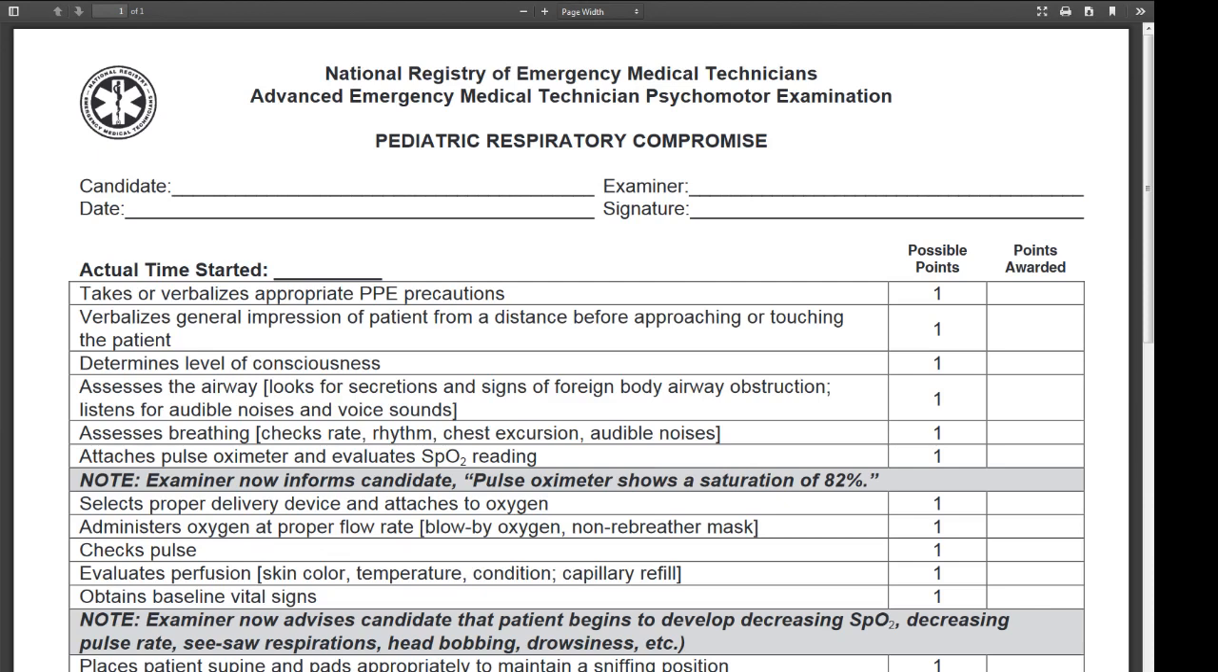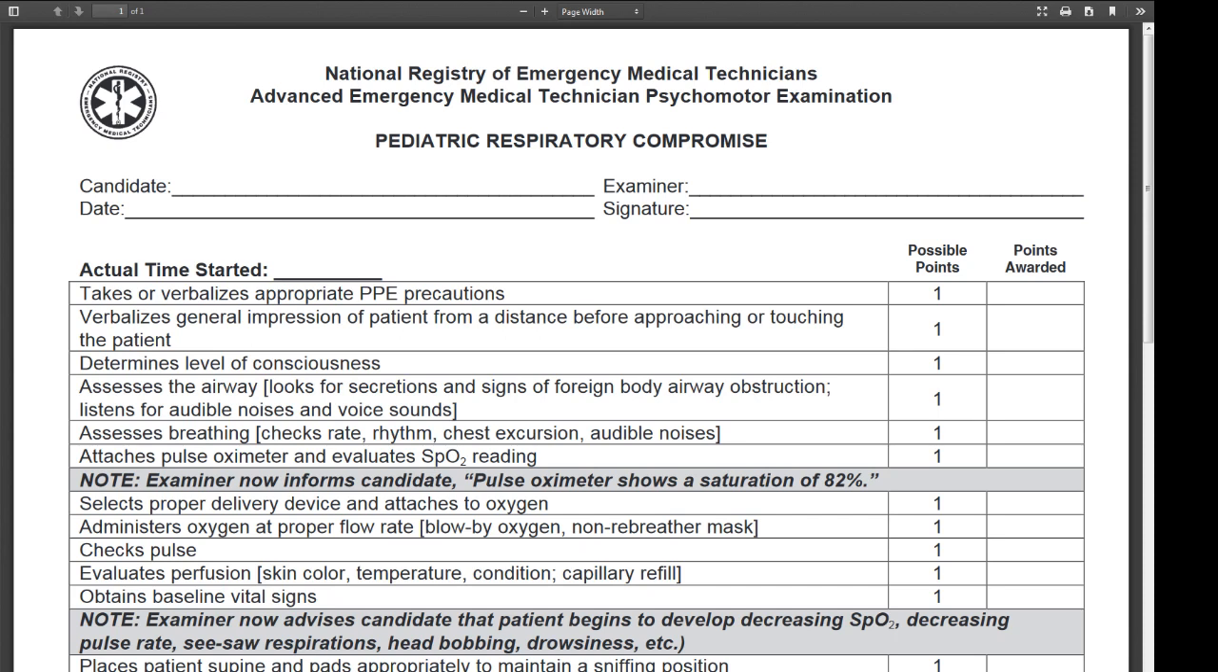Verbalizes general impression of patient from a distance before approaching or touching the patient. Determines level of consciousness. Assesses the airway, looks for secretions and signs of foreign body airway obstruction. Listens for audible noises and voice sounds. Assesses breathing, checks rate, rhythm, chest excursion, audible noises.